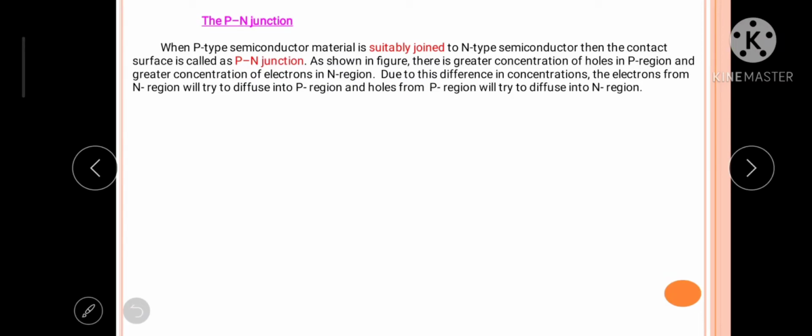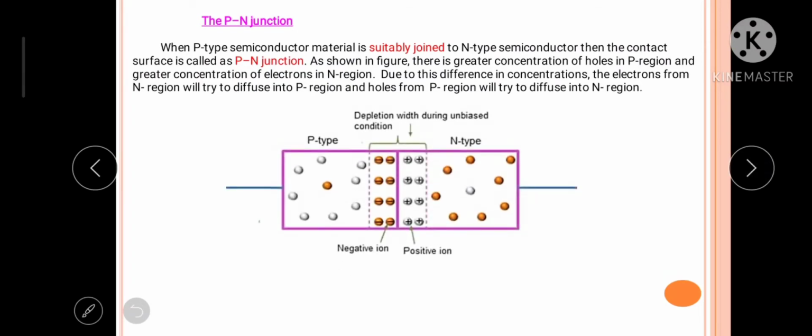Now when P-type semiconductor material is suitably joined with N-type semiconductor material, then the contact surface is called as PN junction. Try to concentrate in this figure. As shown in figure, there is greater concentration of holes in P region and greater concentration of electrons in N region. That means in P-type region, holes are in majority numbers, whereas in N-type material, electrons are in majority number.